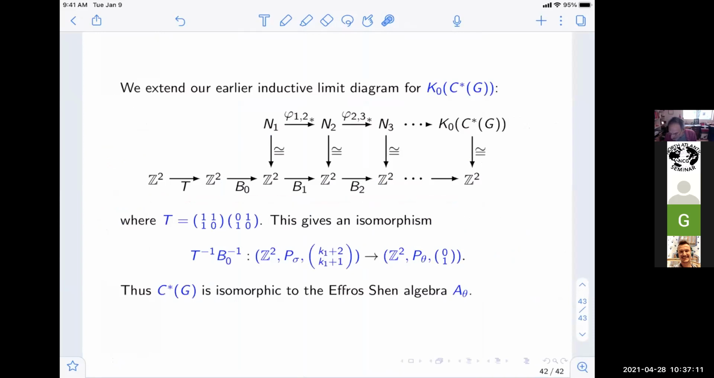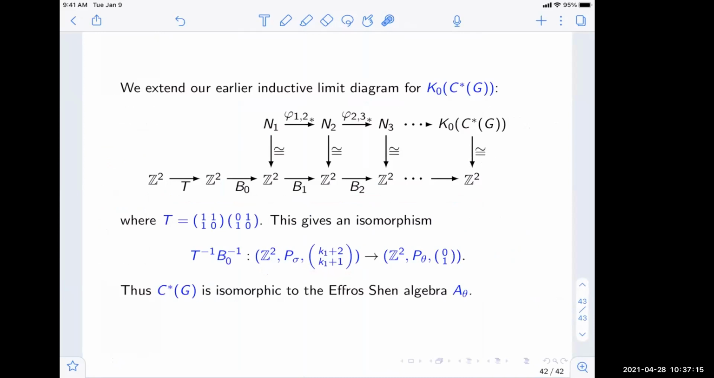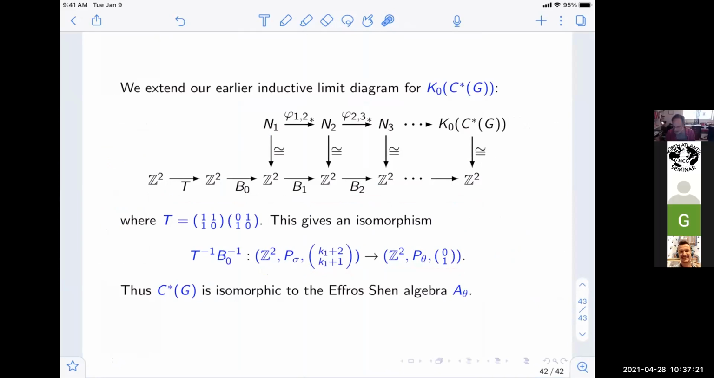And that tells us that we have an isomorphism from what we had before as the ordered K-theory to the standard ordered K-theory for the irrational number theta. And that finishes the proof that, in fact, the C-star algebra we have is the continued fraction AF algebra.